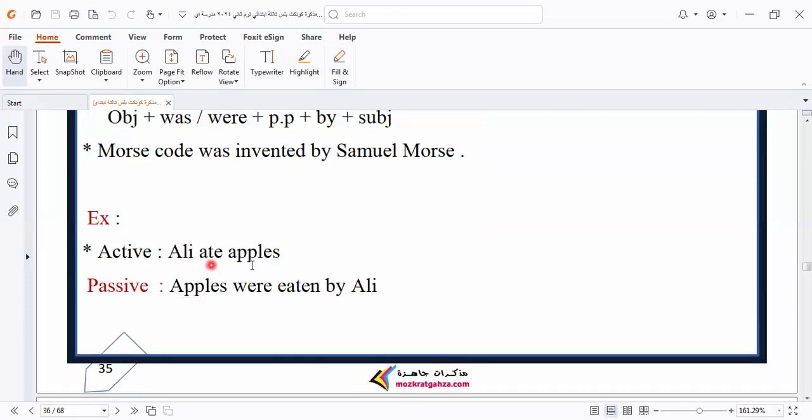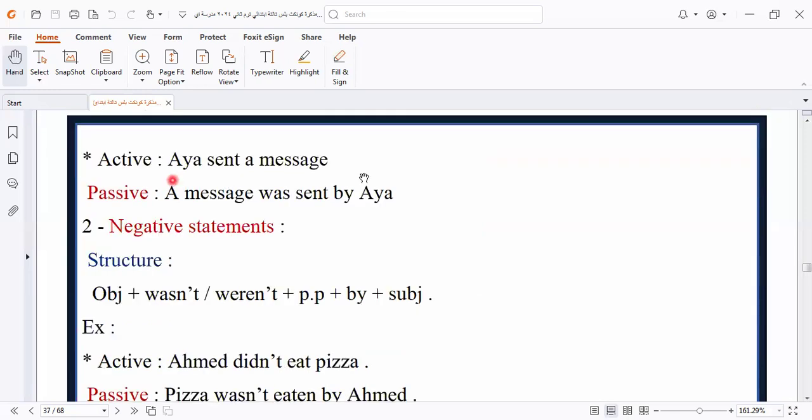There is active: Ali ate apples. So apples were eaten, as we said on the previous page. The past of eat, in the past participle, will be eaten by Ali. Aya sent a message. A message here is singular.